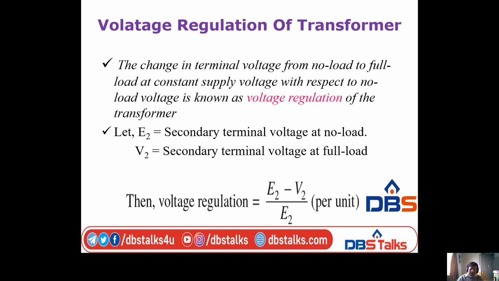Now let us consider E2 as the secondary terminal voltage at no load condition, and V2 as the secondary terminal voltage at full load condition. At no load, some voltage is there, and at full load, some reduced voltage is there. So we recognize that the no load voltage is E2 and the full load voltage is V2. Therefore, the voltage regulation as per the definition is (E2 minus V2) by E2 per unit. Otherwise, percentage regulation is (E2 minus V2) by E2 into 100.